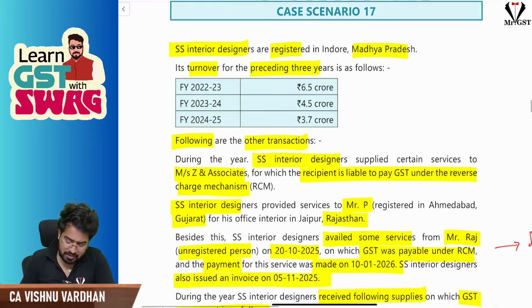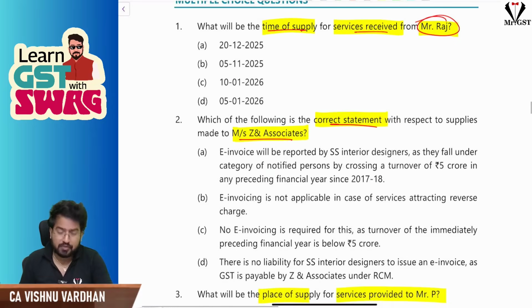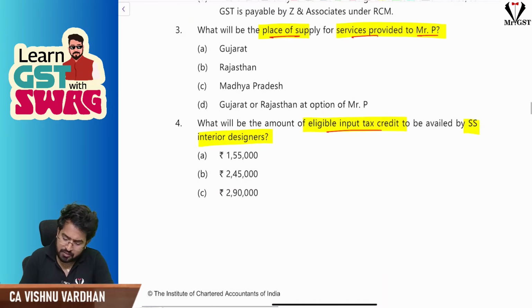Coming to case scenario number 17. So what are the questions here? They're asking about time of supply for services received from Mr. Raj. Correct statement with respect to the transaction with Messrs. Z and Associates. Place of supply for services provided to Mr. P. Eligible ITC by SS Interior Designers.